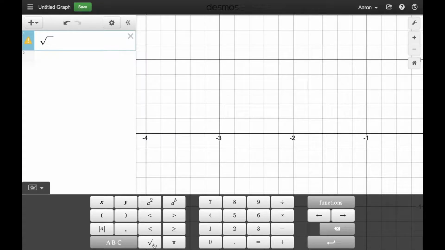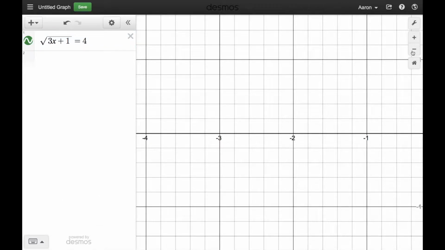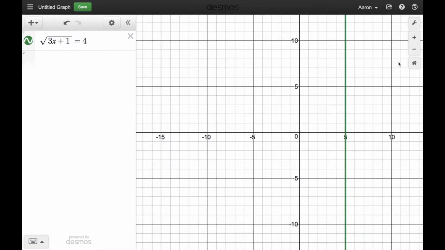So here what I'm going to do is I'm just going to type in my equation, and remembering that Lansing is the capital of Michigan. Because Lansing is the capital of Michigan, that's your audio check. Let's see what happens. We get this vertical line right here. Where is it? X equals 5.